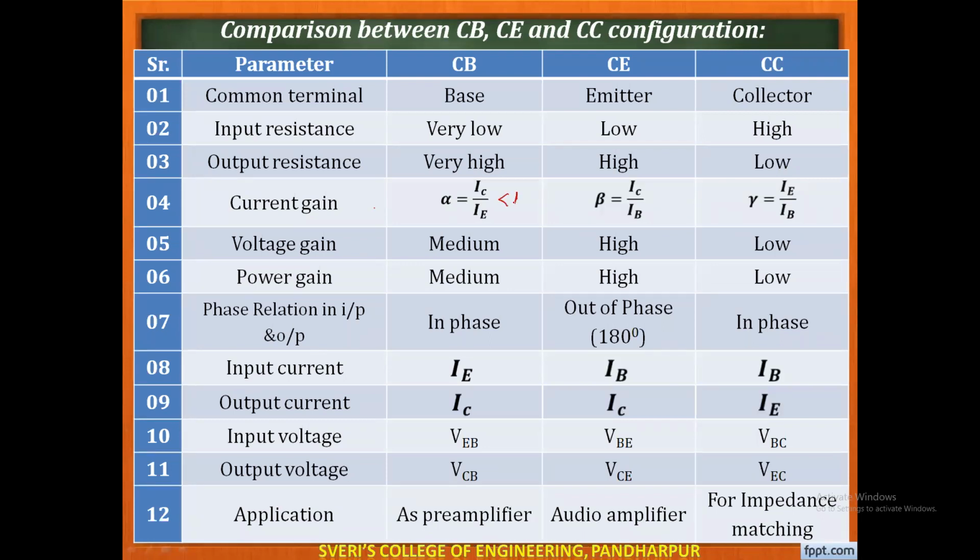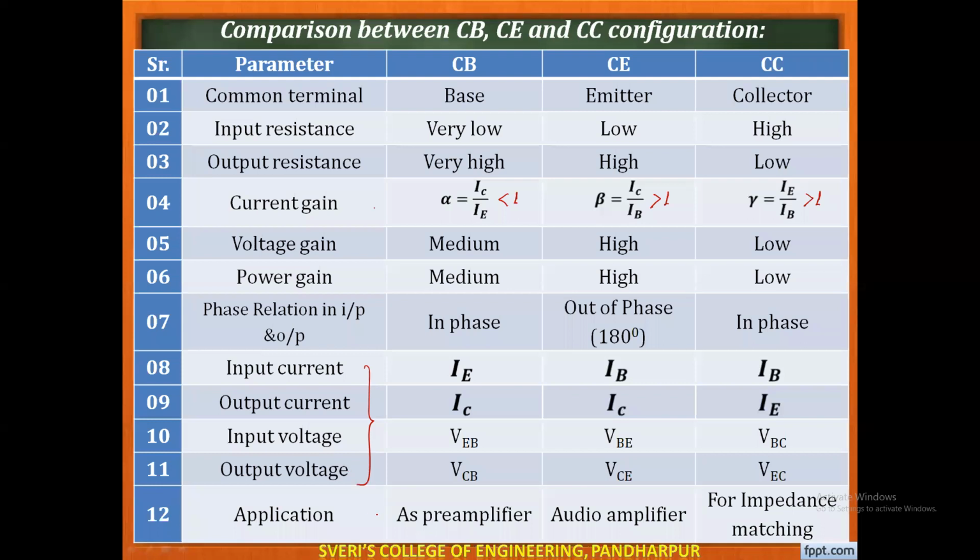less than 1. Now beta, it's a common emitter, meaning the IE current is common, so it will not come in this ratio. So IC upon IB, so beta is always greater than 1. And gamma is for the common collector, so IC current will not come here, and this is also greater than 1. Then you can try to remember the voltage gain, then current gain, the phase relation, and these 4 factors as compared to the circuit diagram.